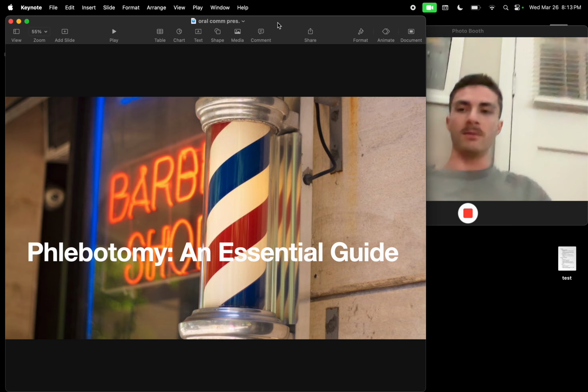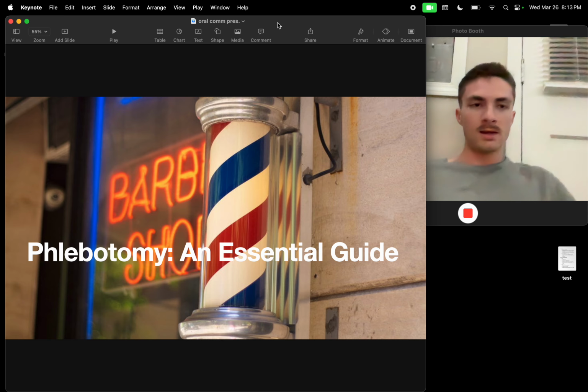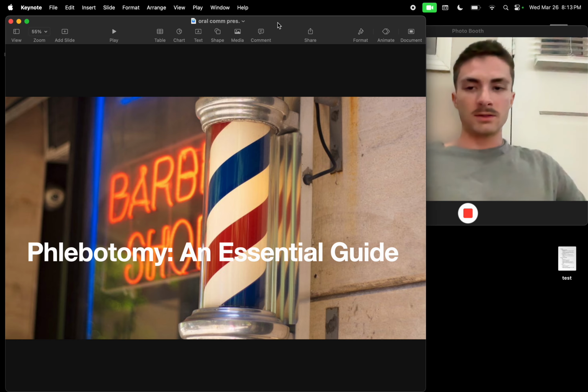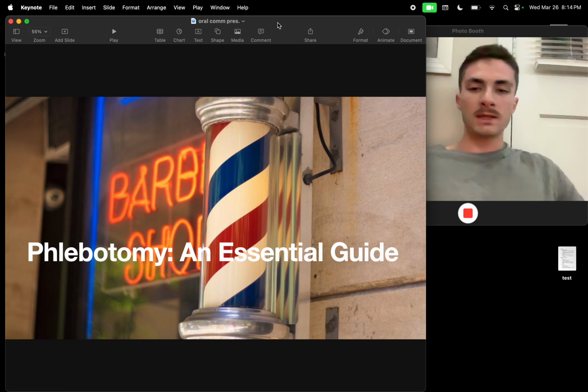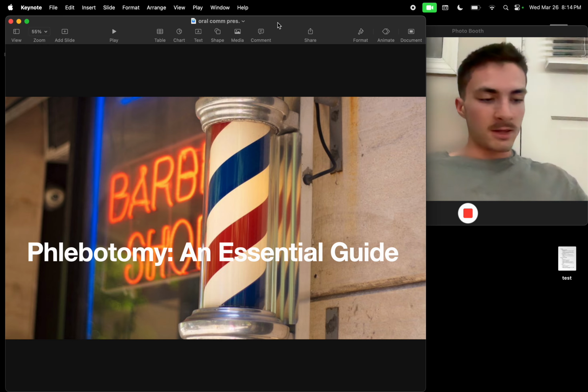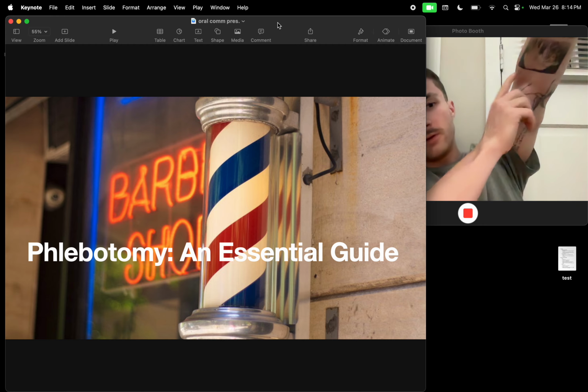Today we're going to be talking about phlebotomy for my oral communication class. Phlebotomy, this is going to be an informative presentation. Phlebotomy is all about drawing blood, though it can include other things, but it's primarily venipuncture of the antecubital fossa, which is just sticking a needle into this part of your arm.